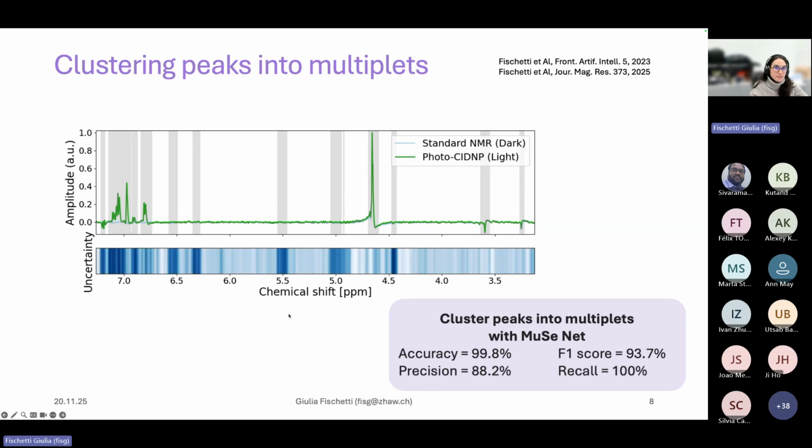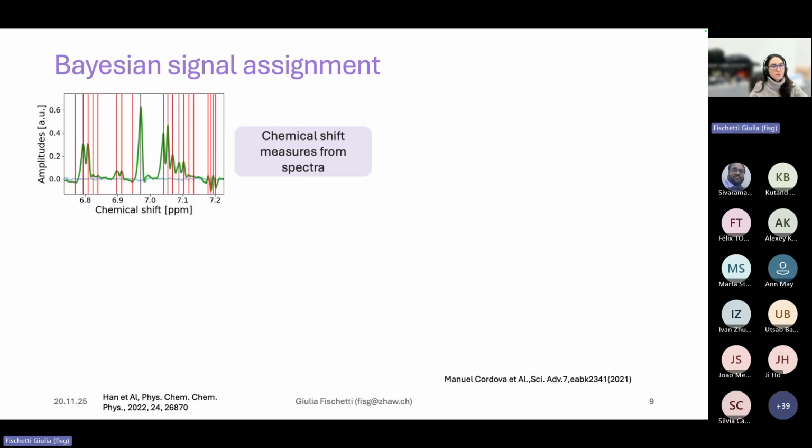And clustering the individual peaks detected into multiplets really boosted the precision of our algorithm, because the algorithm was able to detect all the hyperpolarized peaks already, but then it was over-peaking. Clustering the peaks into multiplets also helped to filter out unwanted peaks.